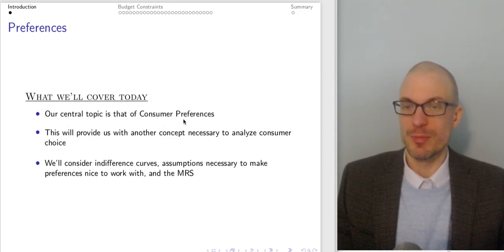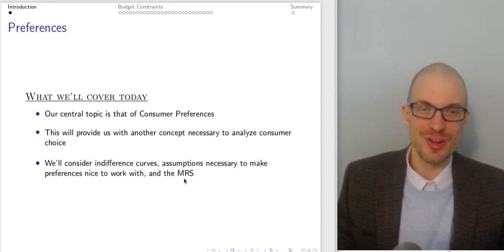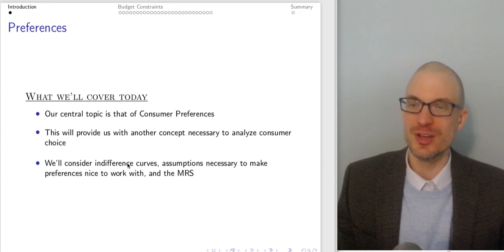So here we're going to think about consumer preferences. This is going to be really important to analyze consumer choice, which is what we're after as part of consumer theory. We'll introduce indifference curves, the assumptions necessary to make preferences nice to work with, and the marginal rate of substitution, which is nothing other than the slope of the indifference curve.